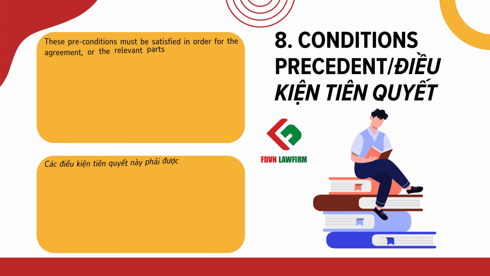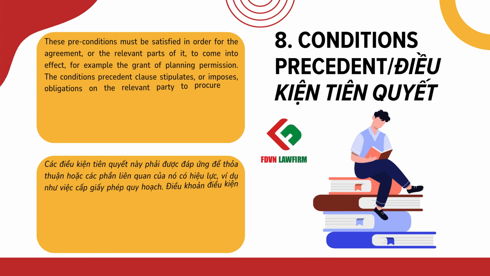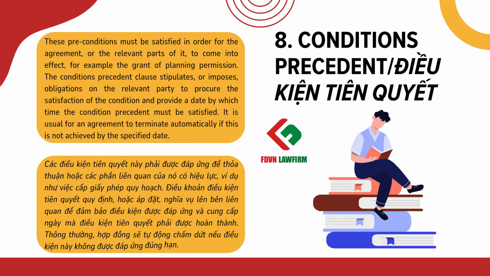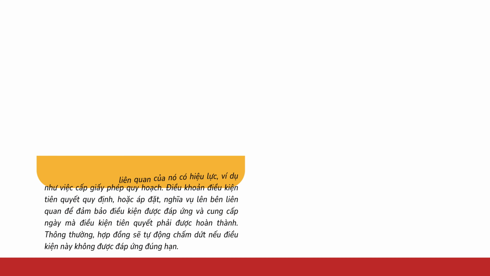8. Conditions precedent. These preconditions must be satisfied in order for the agreement, or the relevant parts of it, to come into effect, for example the grant of planning permission. The conditions precedent clause stipulates, or imposes, obligations on the relevant party to procure the satisfaction of the condition and provide a date by which time the condition precedent must be satisfied. It is usual for an agreement to terminate automatically if this is not achieved by the specified date.